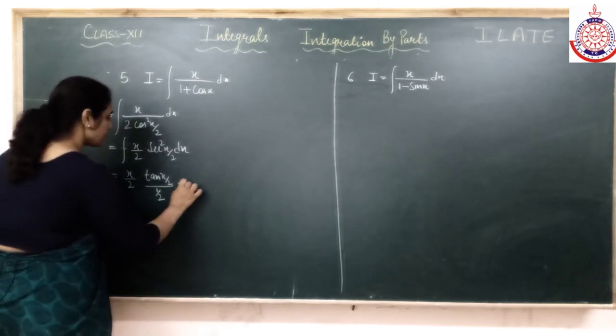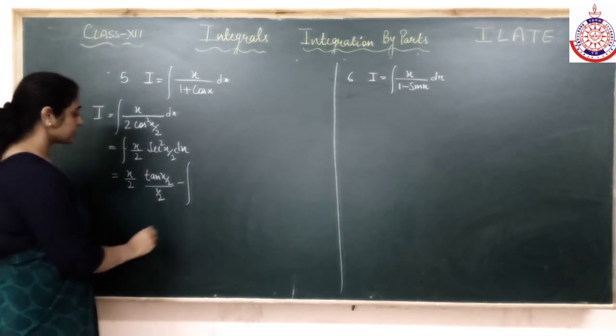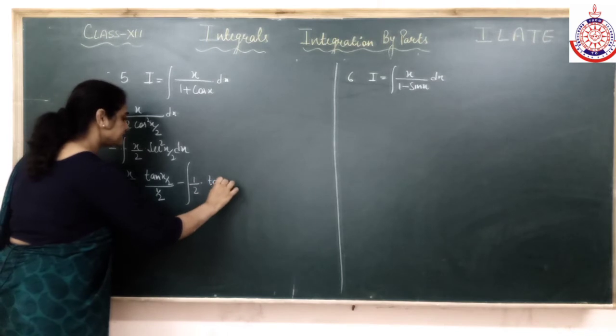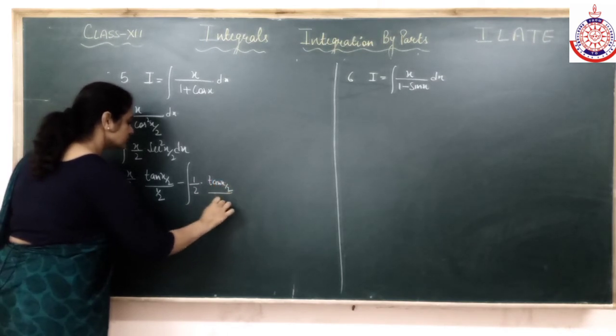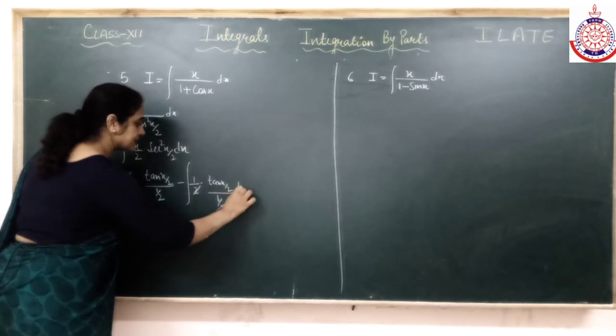Find minus sign of integral. Differentiation of x by 2. What will be the differentiation of x by 2? 1 by 2 and integration of this. This 2 will go up, so they get cancelled.